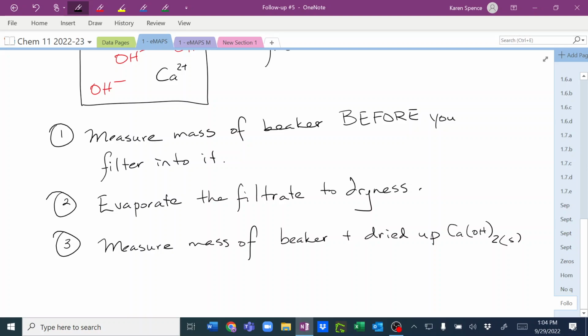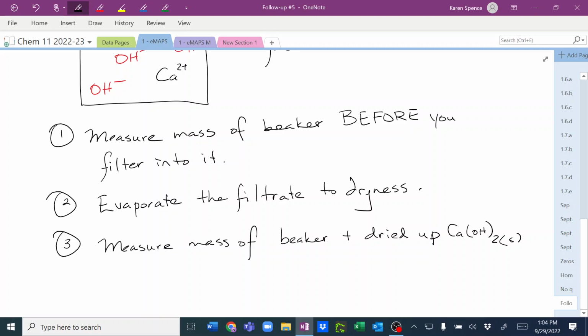And if you don't really want to evaporate this much, that looks like a lot, you could take a smaller sample. You could say, I have 100 milliliters here. I'm going to take 10 milliliters and evaporate it and measure the mass. And then I can just multiply by 10 because I have 10 times as much volume.